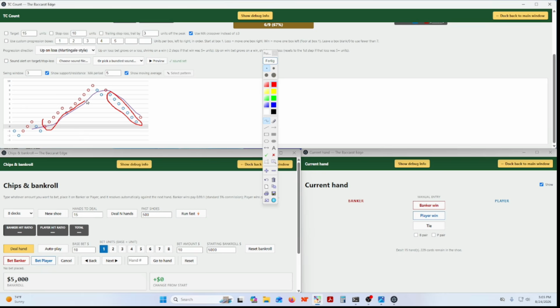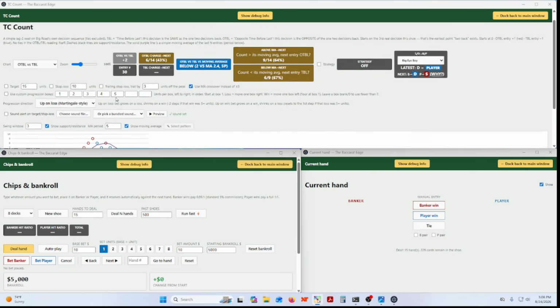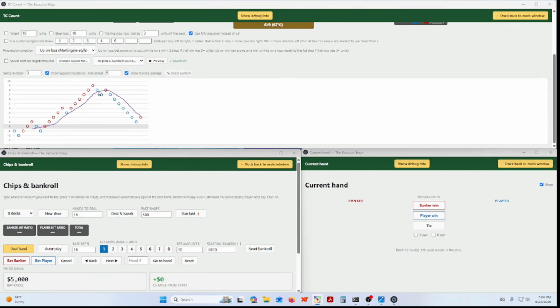So yeah, you're going long here. You're playing the red here, and you're playing the blue on this side. Okay? That's the way moving averages work. And that's opposite time before last. And notice it tried to make a new high. It made a new high right here at the moving average. Bang, bang.